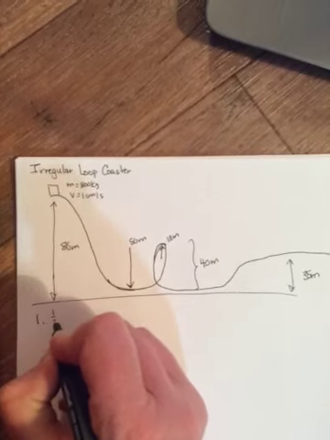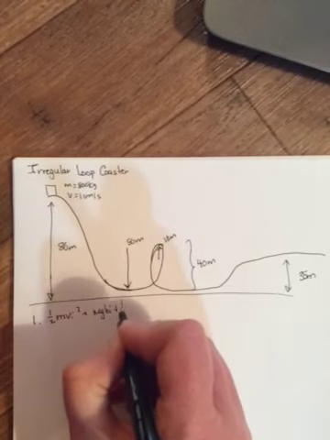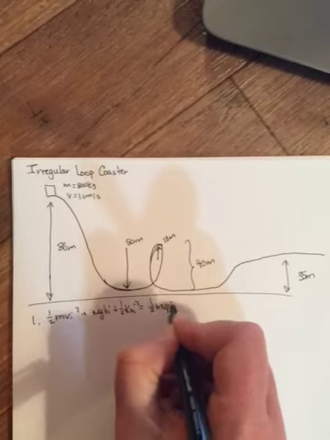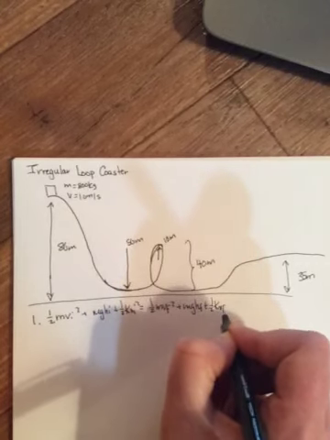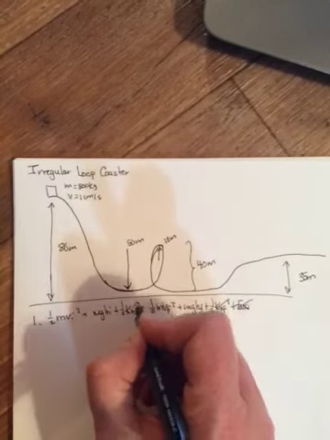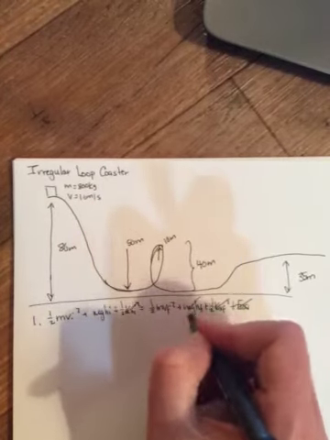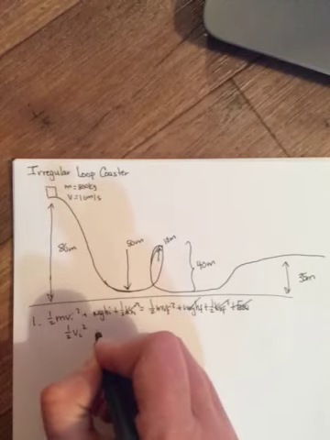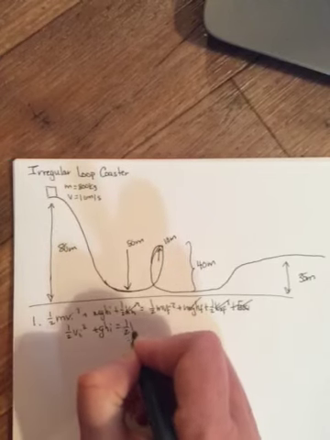1/2 mv initial squared, mgh initial, 1/2 kx initial squared equal to 1/2 mv final squared, mgh final, 1/2 kx final squared, plus E lost. There's no E lost, there's no spring. We're looking for the speed down here at the bottom of the hill. So there's no height there. There's a common m, so you can cancel it out: 1/2 v squared plus ghi equals 1/2 vf squared.